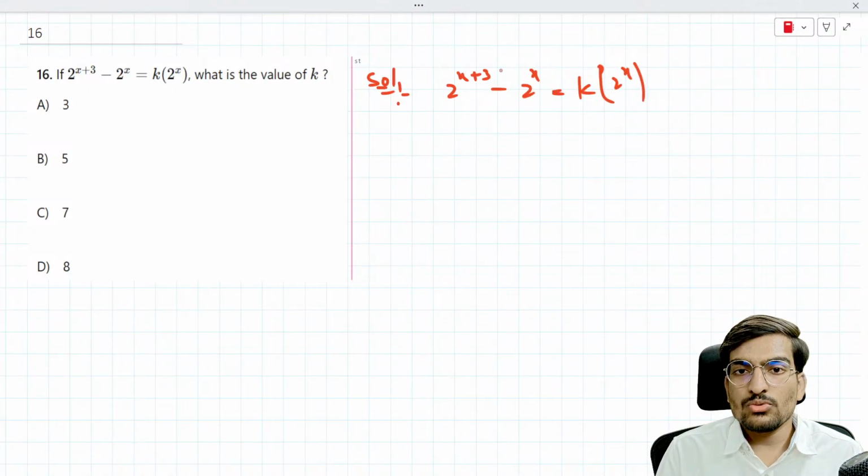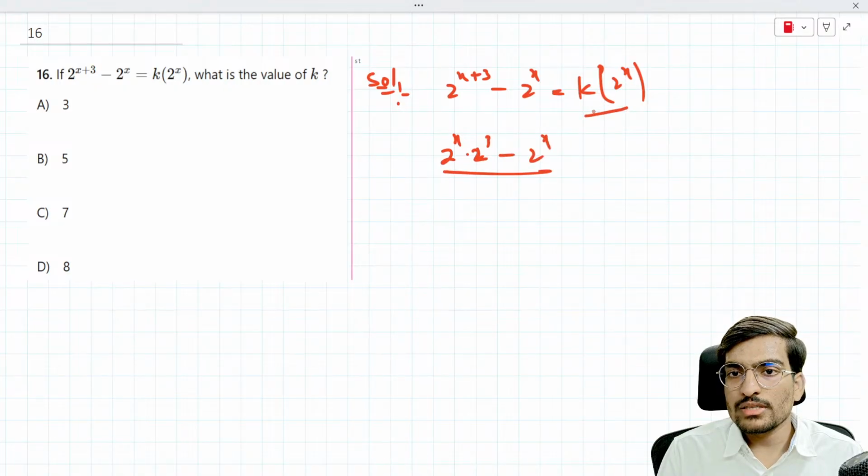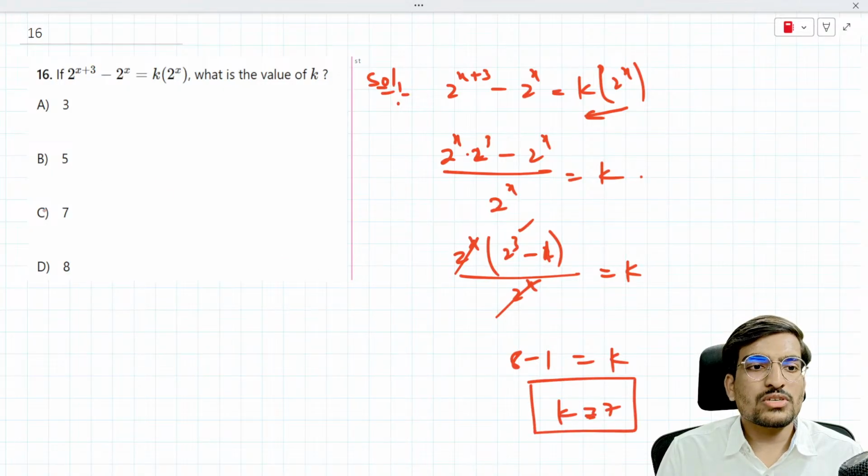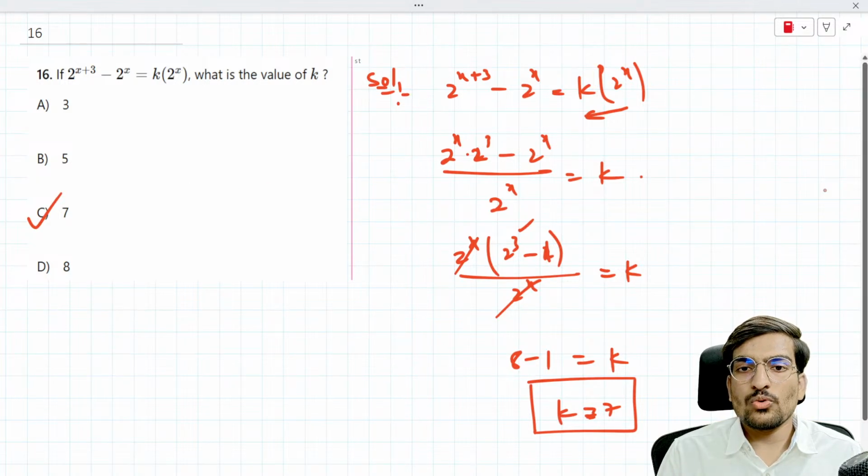So what we do here is, first, 2 power x and 2 power 3, I applied the product rule. Then I move 2 power x to the other side, in multiplication it becomes division, that equals k. So we can take 2 power x common: 2 power x times (2 power 3 minus 1), divided by 2 power x, cancel this out, equals k. 2 power 3, which is 8, minus 1, so k equals 7. So that's option C. So we are done with exercise 1.4 and exercise 1.5.